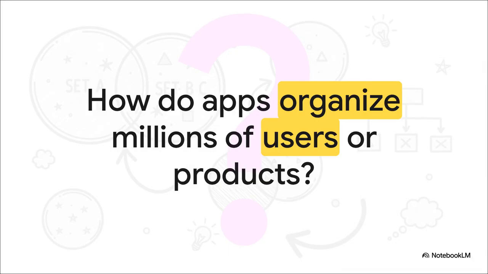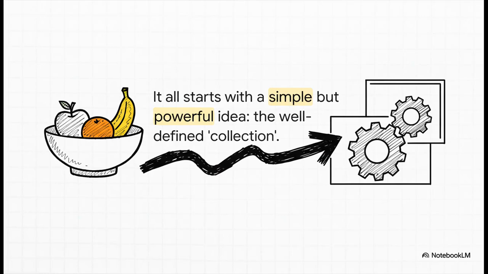So, let's just kick things off with a big question. I mean, we live in a world that is just overflowing with data, right? It's messy, it's disorganized. So how in the world do computers take all of that digital noise and turn it into perfect, searchable, and reliable order? You know, the answer is actually way simpler than you might think.